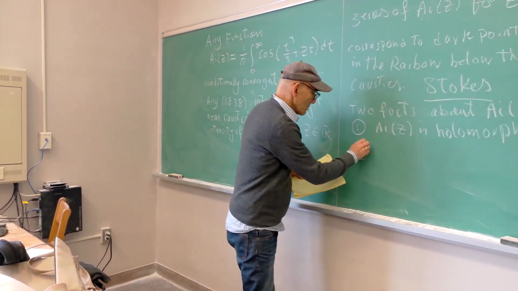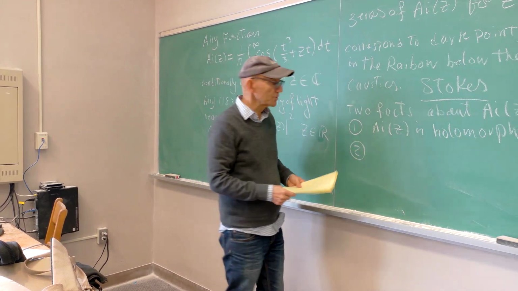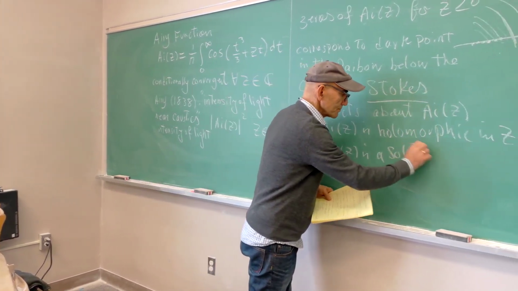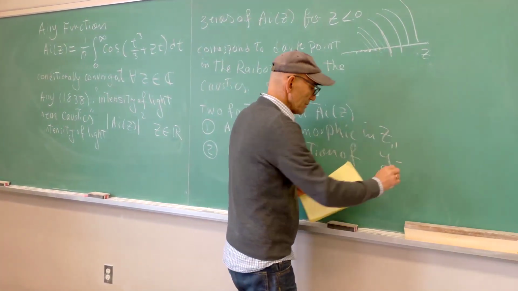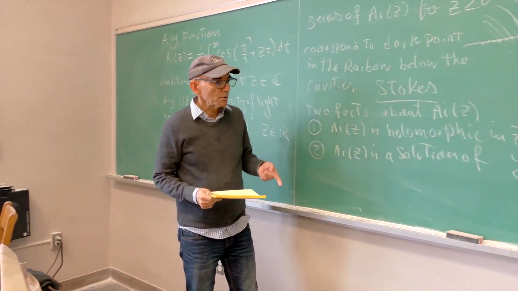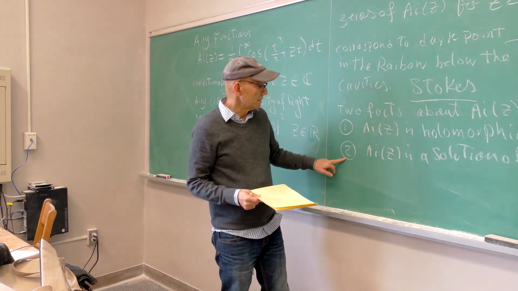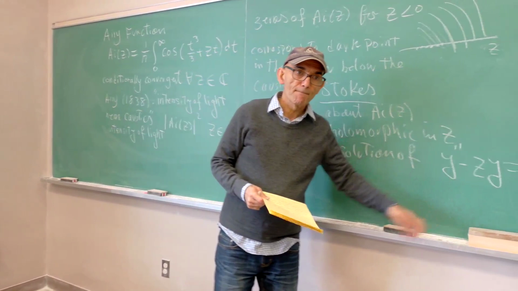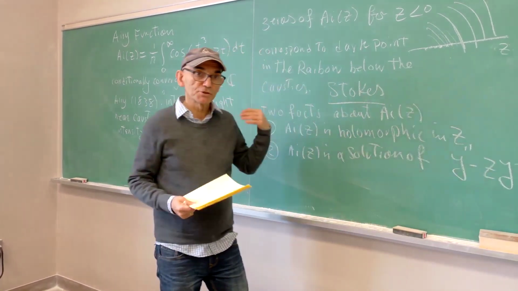Second, this was observed by another mathematician: Ai is a solution of a differential equation. Ai z is a solution of this ODE: y double prime minus zy equal to 0. So it's a second order homogeneous ODE in the plane. And the claim is that the Airy function satisfies this. And because we cannot differentiate, it's very hard to verify this by the original definition.